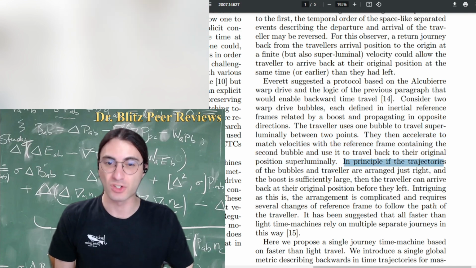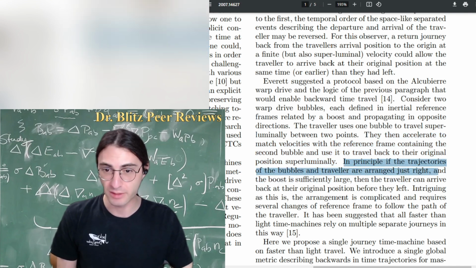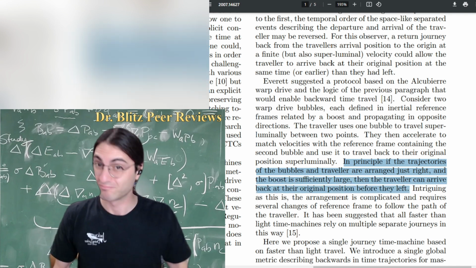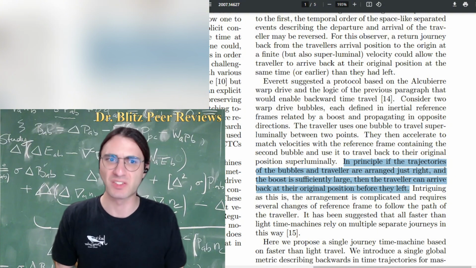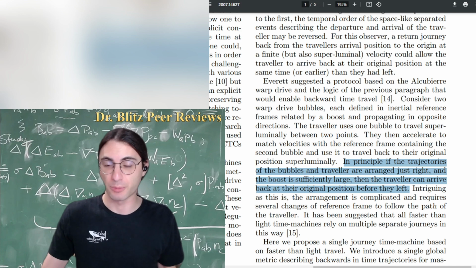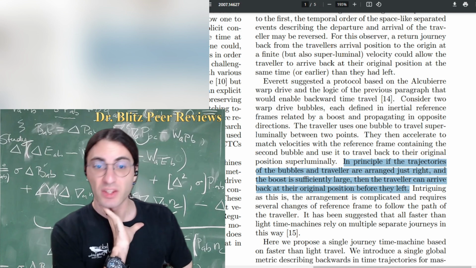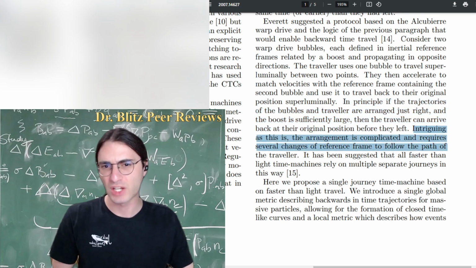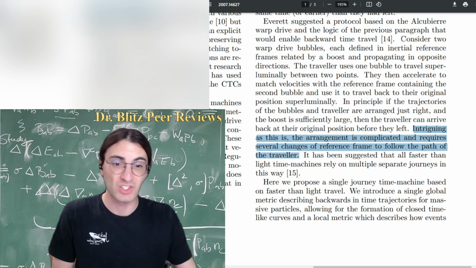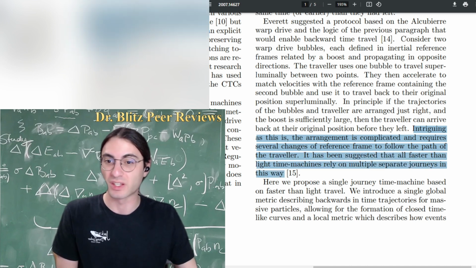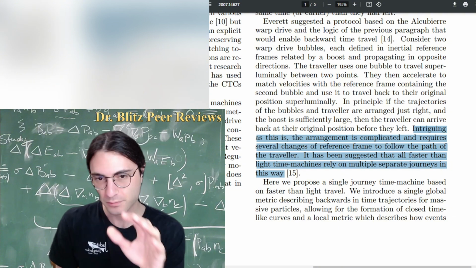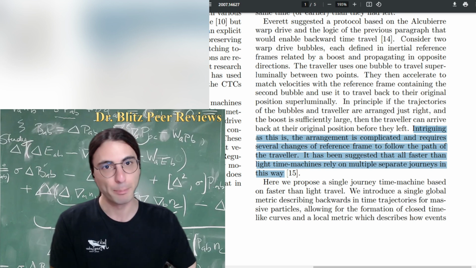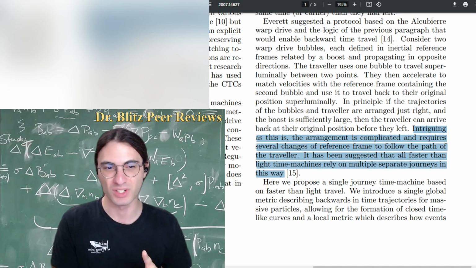In principle, if the trajectories of the bubbles and the travelers are arranged just right, and the boost is sufficiently large, then the traveler can arrive back at their original position before they left. So this would require some space-time diagrams to work out, but at least in principle, it seems plausible. Intriguing as this is, the arrangement is complicated and requires several changes of reference frame to follow the path of the traveler. It has been suggested that all faster-than-light time machines rely on multiple separate journeys in this way. So, yeah, it makes sense. This is a complicated example. But we'll see what they have to say. I assume that they're going to give us a better explanation.